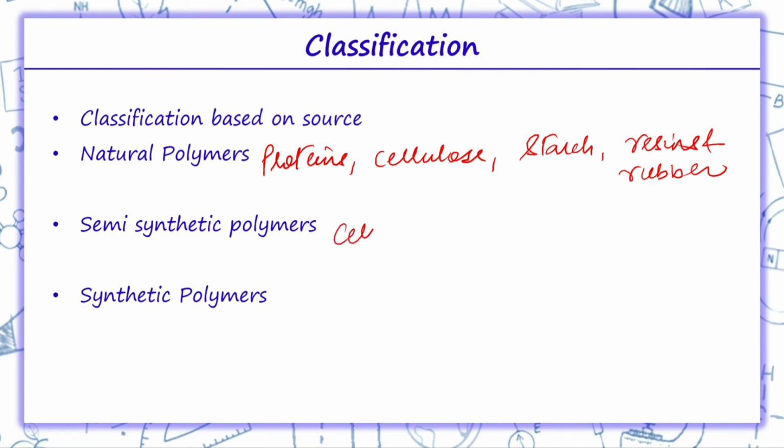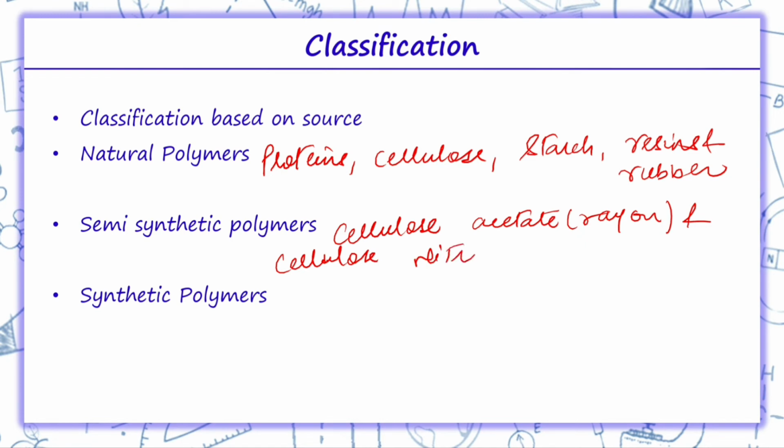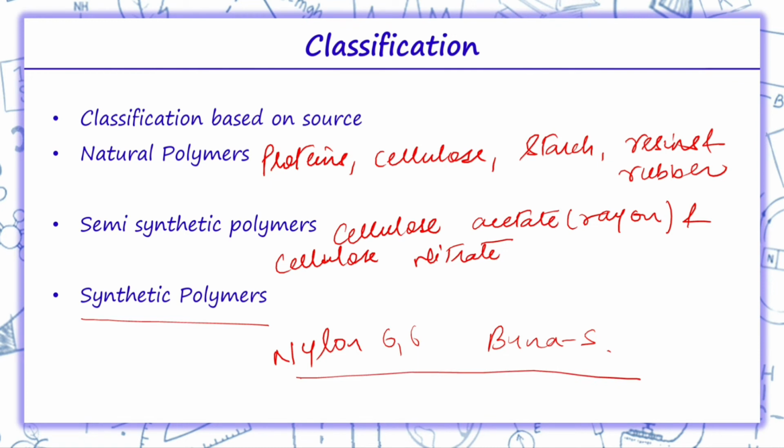Cellulose derivatives like cellulose acetate, rayon and cellulose nitrate. These are the examples of semi-synthetic polymers. Synthetic polymers are the polymers which are man-made, which are basically used in daily life. We have examples of synthetic polymers like nylon 6,6, Buna S. So these all are the examples of synthetic polymers.